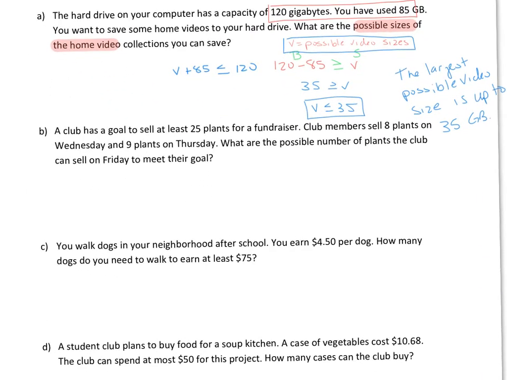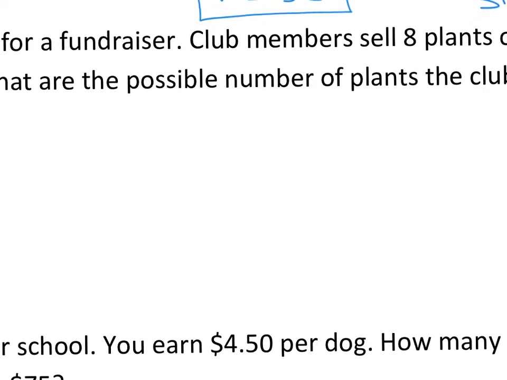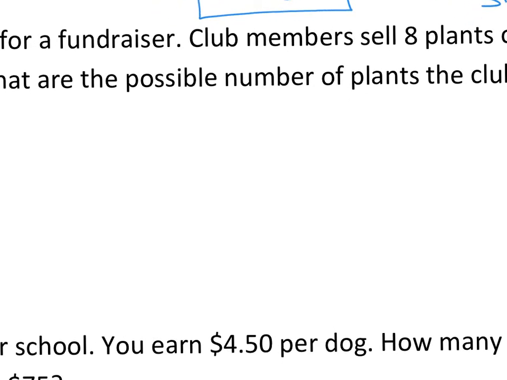A club has a goal to sell at least 25 plants for a fundraiser. Club members sell 8 plants on Wednesday and 9 on Thursday. What are the possible numbers of plants the club can sell Friday to meet their goal? All right, so possible number of plants. So I'm going to put P. Number of plants.